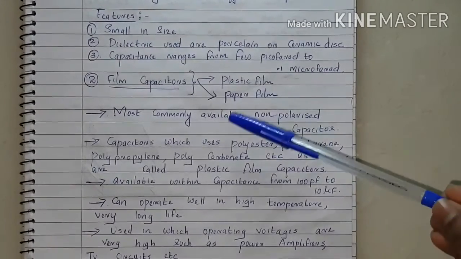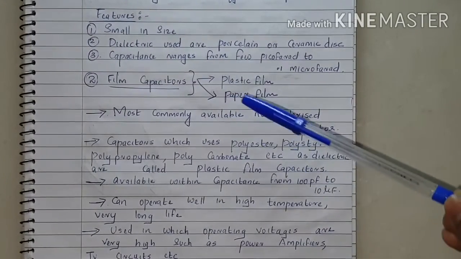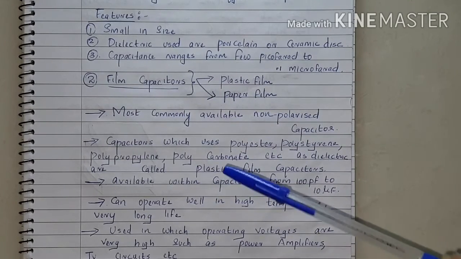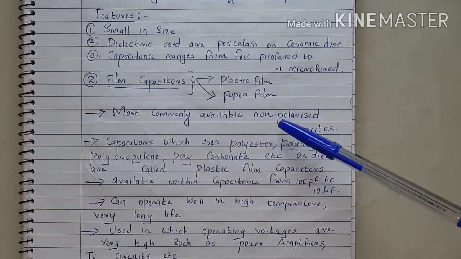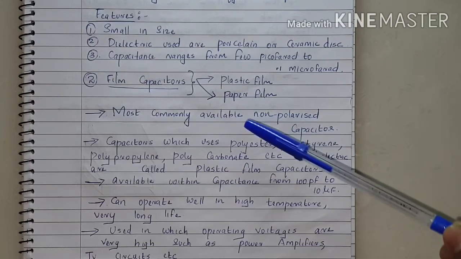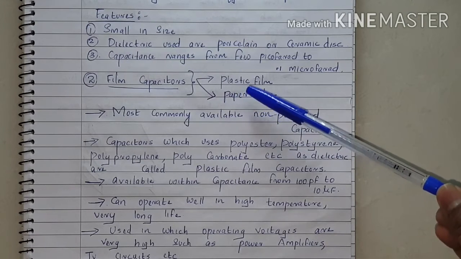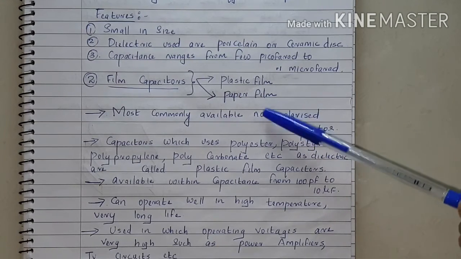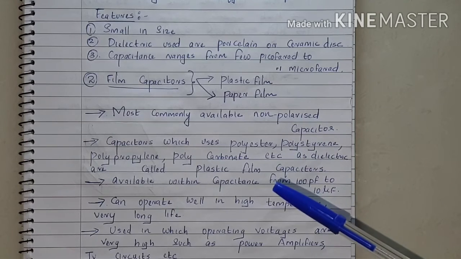The second classification of fixed non-polarized capacitor is the film capacitor. They are the most commonly available non-polarized capacitors. As I said, they are again classified into two types. One is the plastic film capacitor, second one is the paper film capacitor.